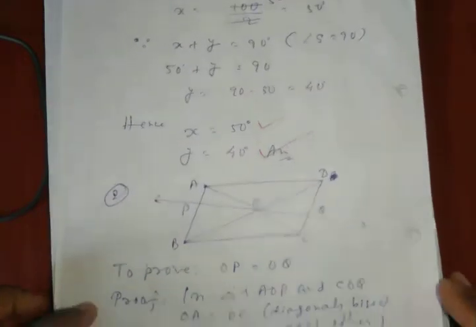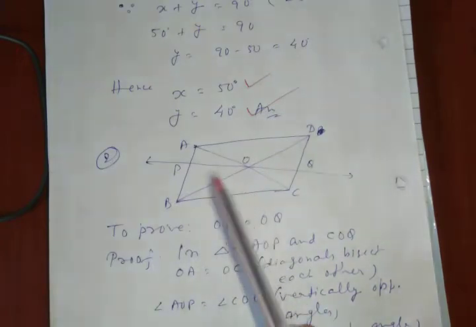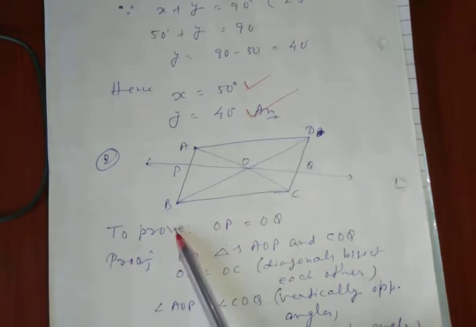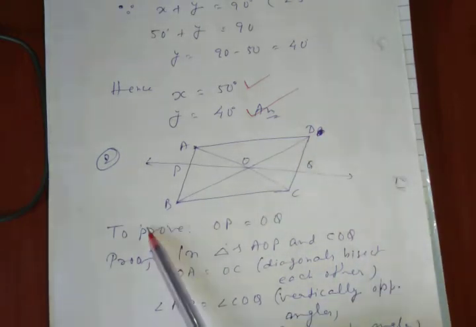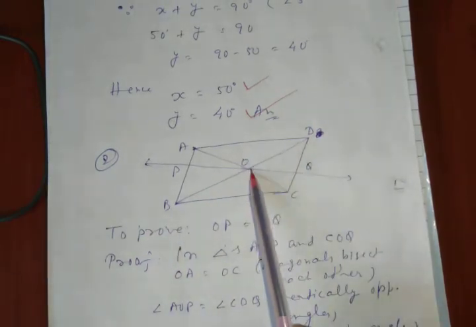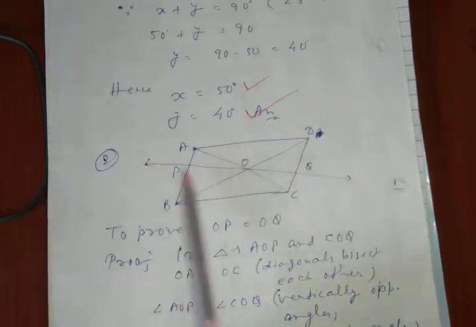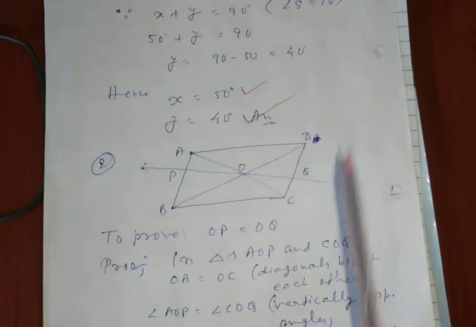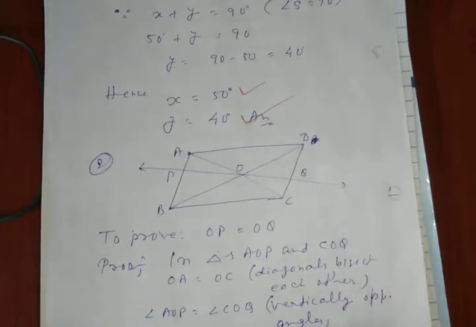Then next, question number 2 is here, that we are given a parallelogram. ABCD is a parallelogram, and in this parallelogram AC and BD are the diagonals, and they are intersecting at point O. Then through point O there is a line passing which intersects AB at P and DC at Q. Then we have to prove that OP equal to OQ.